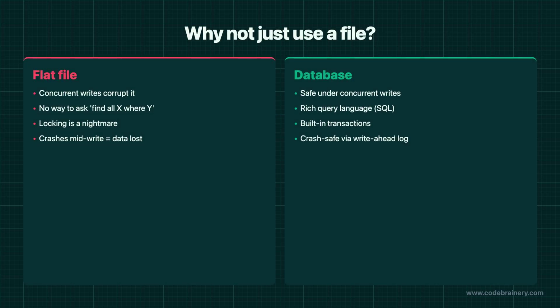You might wonder, why not just write data to a file? Because files don't survive concurrent writes. They can't answer questions like, show me all users created last week. And they corrupt under load. A database solves all three. That's why every serious app uses one.